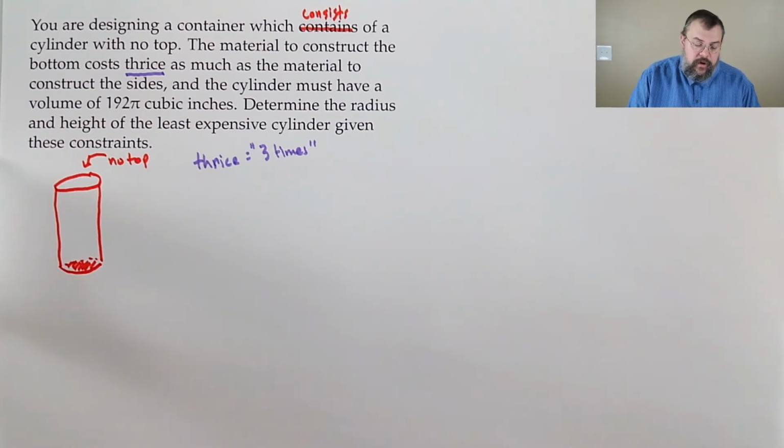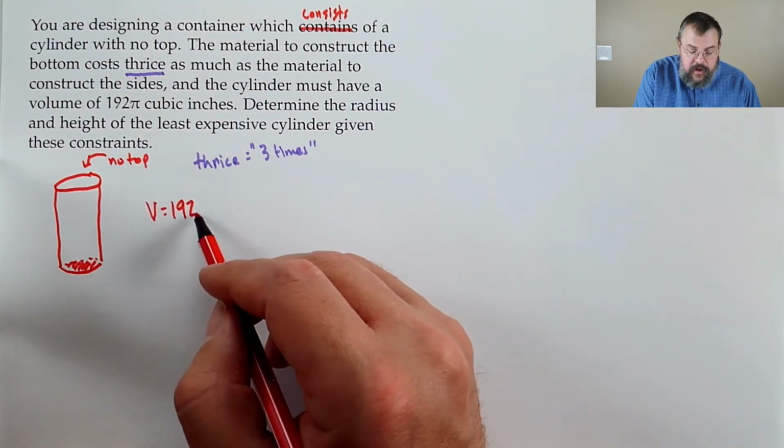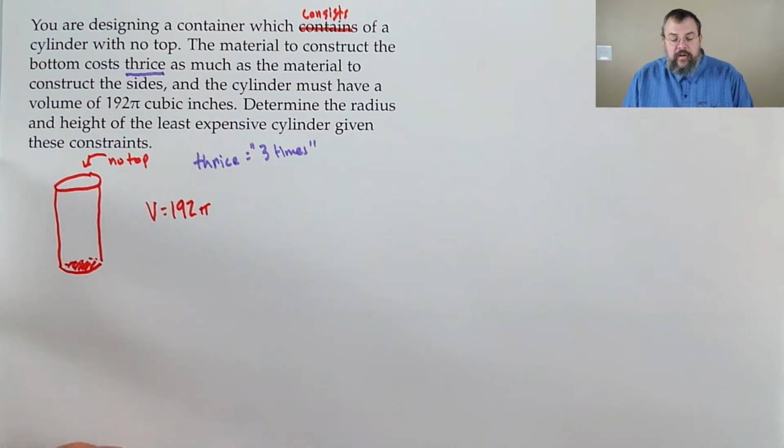So we know our volume needs to equal 192 pi. Determine the radius and height of the least expensive cylinder given these constraints. It's a little bit different here. Beforehand, what did we do? If you remember the problem we did a few back, we were saying, well, what's the cost? Now our answer is, what are the dimensions? So make sure you're paying attention because it can ask for different things for the output.